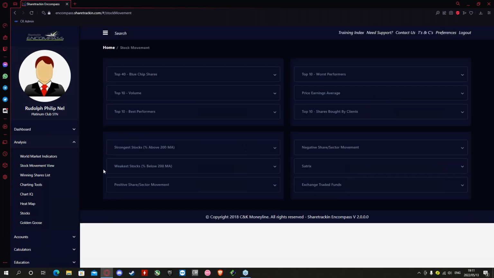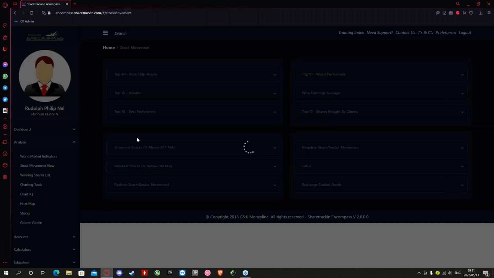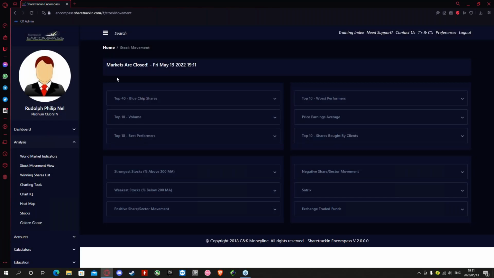Then underneath that, you'd find your stock movement view. Right at the top, usually when you log in, you'll find a market sentiment, which would show you whether the markets are more in the green or more in the red. If it's more green, it means that the markets are more bullish. If it's more red, then it means that the markets are more bearish. And usually what we'd want is more green, because that would be a positive for us, because that means that the market has gone up instead of down.